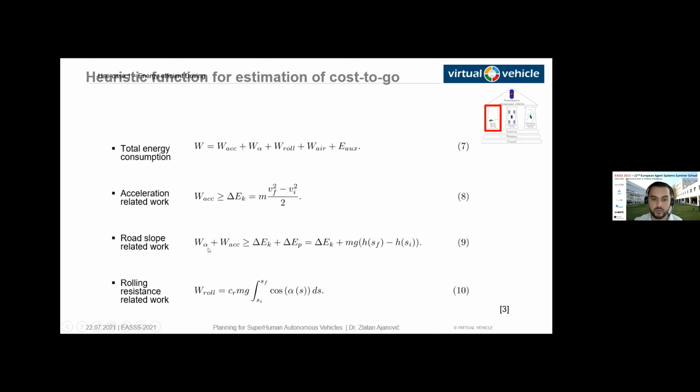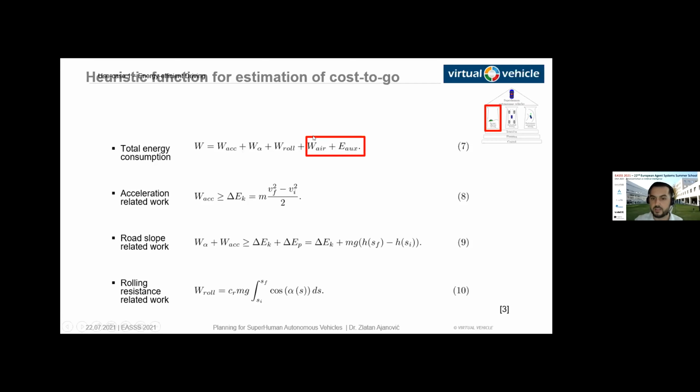Then if we include road slope, we can add kinetic and potential energy, and the total difference, if we don't have a flat road, is greater or equal to the difference in kinetic and potential energy together. And for the rolling resistance, this doesn't depend on the road trajectory, so we can also compute it, and it doesn't depend on velocity or any other aspect. So what we see here, this one depends only on velocities of the initial and the final state, and these depend only on the height, so the elevation of a road on the initial and the final state, and of course also velocity, and this one doesn't depend on any of them, so it just depends on a stretch of a road.